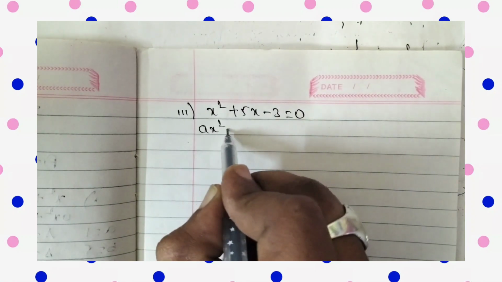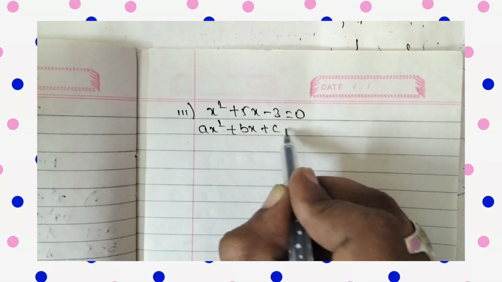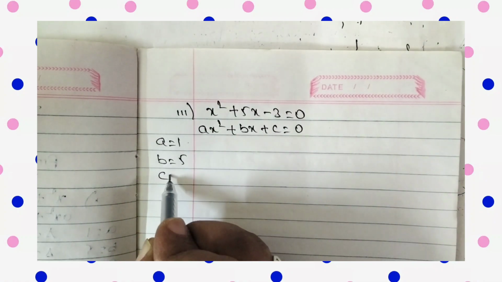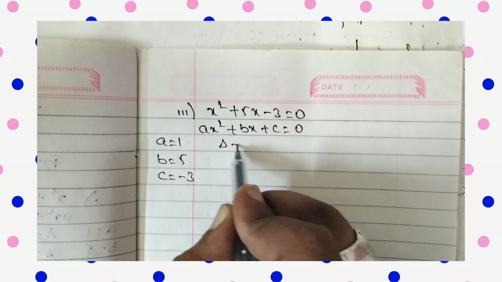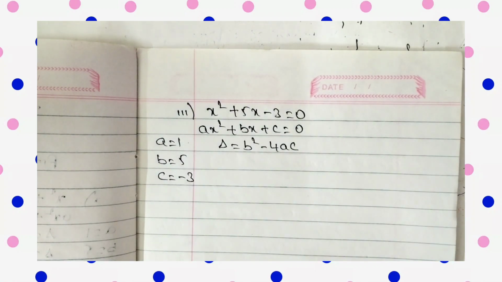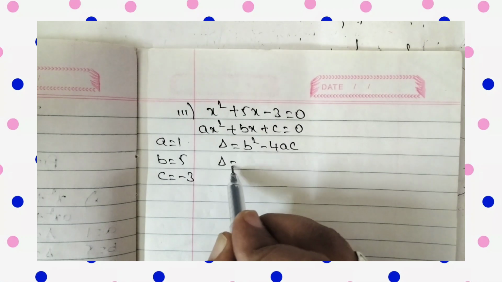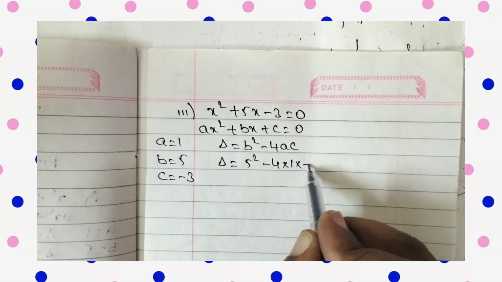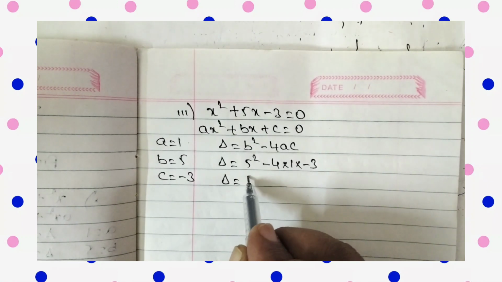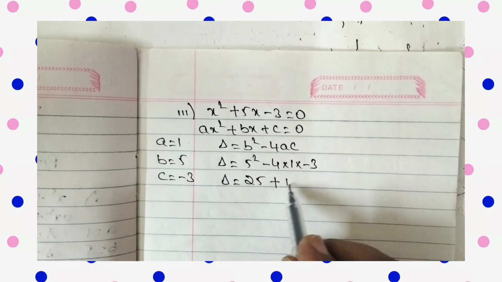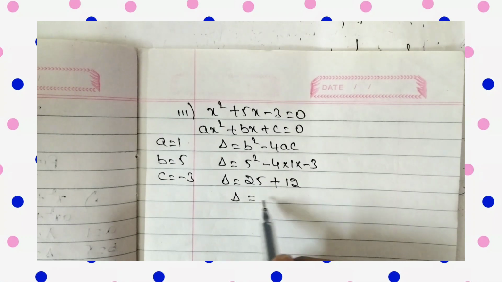Compared to the standard form, ax square plus bx plus c is equal to 0, a is equal to 1, b is equal to 5, c is equal to minus 3. So delta is equal to b square minus 4ac, the discriminant of the quadratic equation. So delta is equal to b square, which is 5 square, minus 4 into a which is 1, c which is minus 3. So delta is equal to 5 square is 25, minus into minus is plus, 4 ones are 4, 4 threes are 12. So delta is equal to 25 plus 12, which is 37.